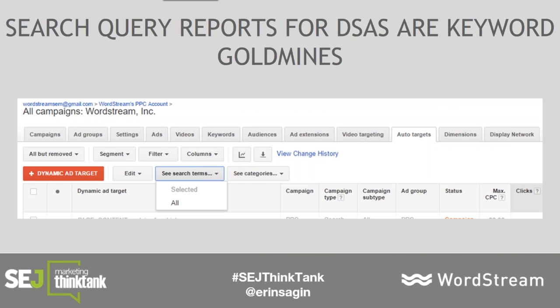I was just saying, with those DSAs, I think a lot of people don't realize you can see those search query reports because they're not exactly where you would expect to see them. So this is just a quick AdWords view so you can see exactly where you would be going. Of course, the Auto Targets tab, and you want to look under the search terms drop-down here, and you can see that full search query report to dive through.